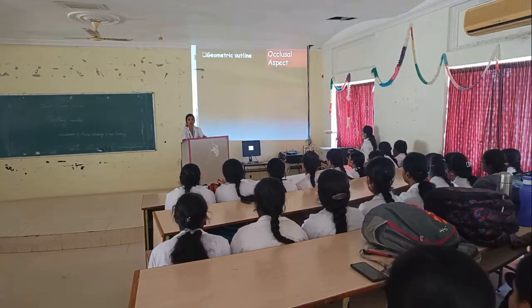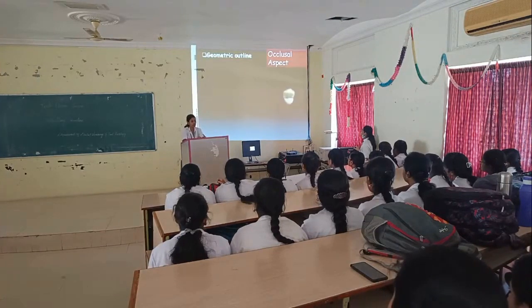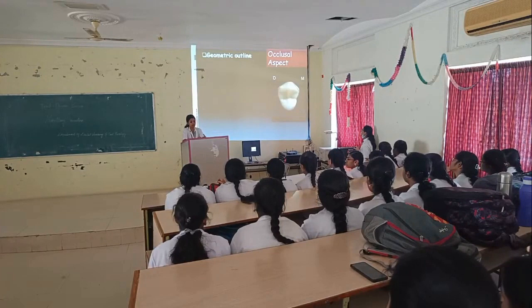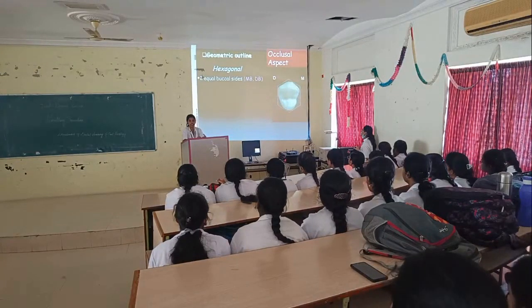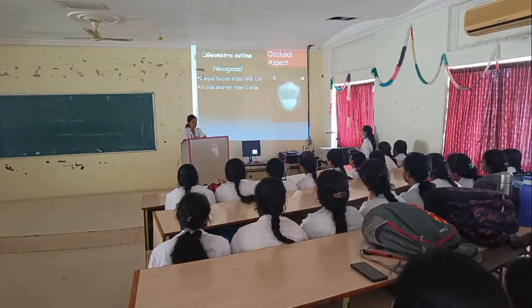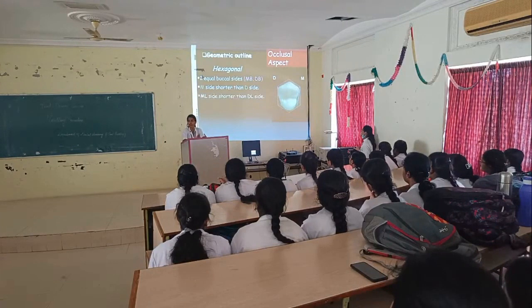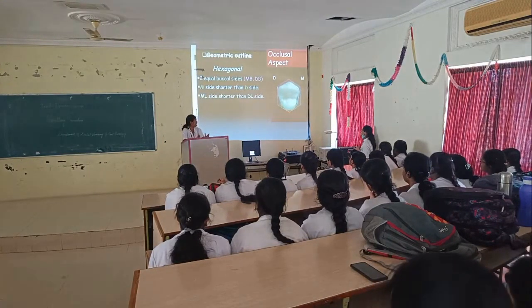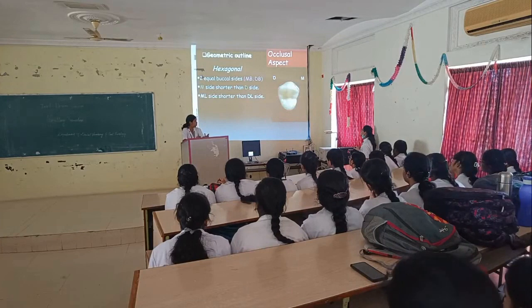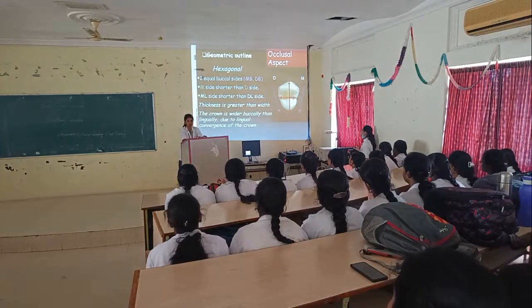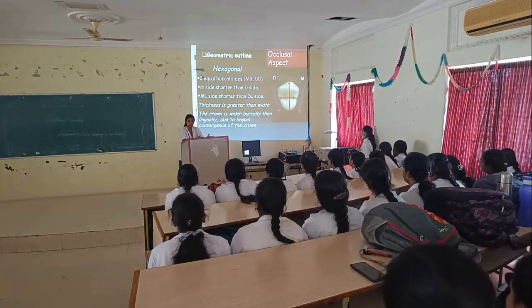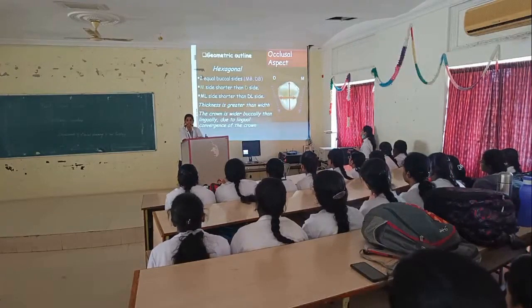Next we are going to see the last aspect, that is the occlusal aspect. The geometric outline of the occlusal aspect is hexagonal. There are two equal buccal sides, the mesiobuccal side and the distobuccal side. The mesial side is shorter than the distal side. The mesiolingual side is also shorter than the distolingual side. The thickness will be greater than the width. The crown is wider buccally than lingually, because due to the lingual convergence, the buccal side will be wider than the lingual side.